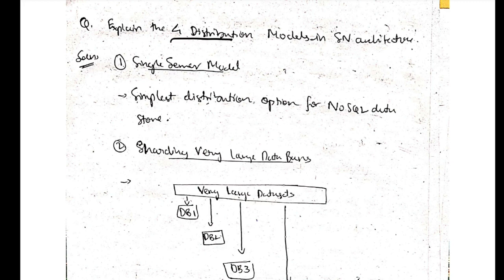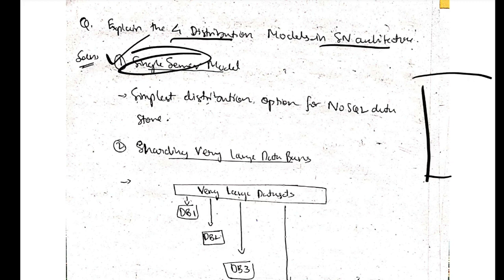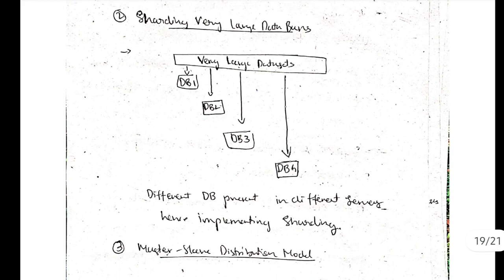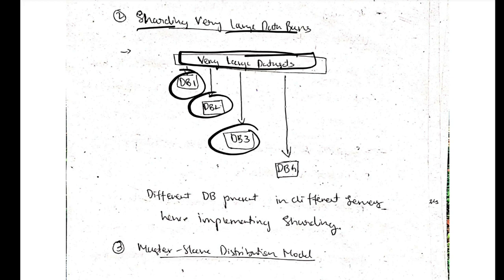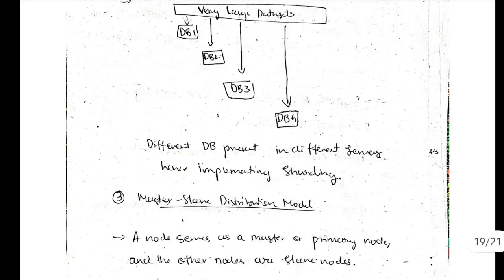Next one, we have the four distribution models in the SN architecture. Single server model, I need not explain. Single server means there will be a single server, that's all. Sharding, very large databases. It means there is a large database, and sharding is happening. Sharding means what? Database 1, database 2, database 3, database 4. It is present in different servers and processed parallelly.